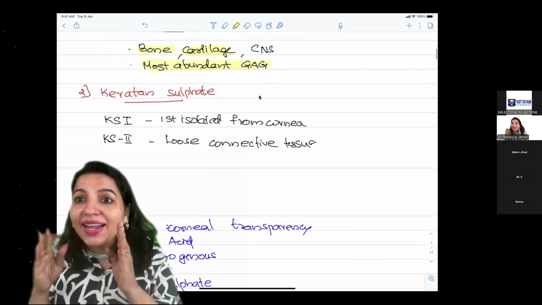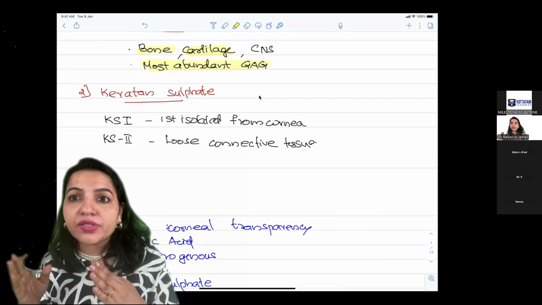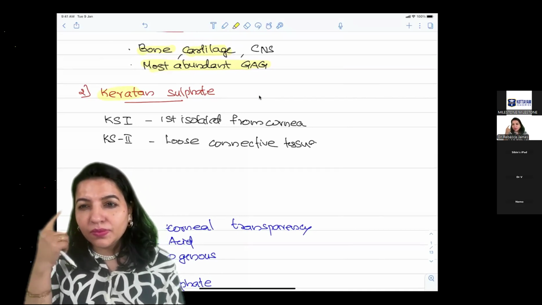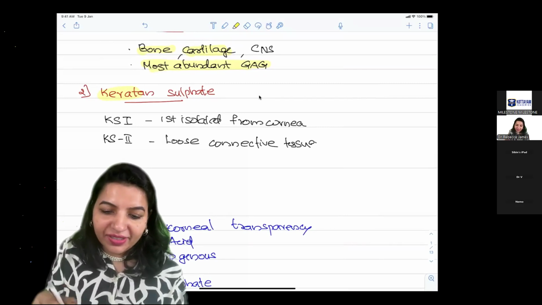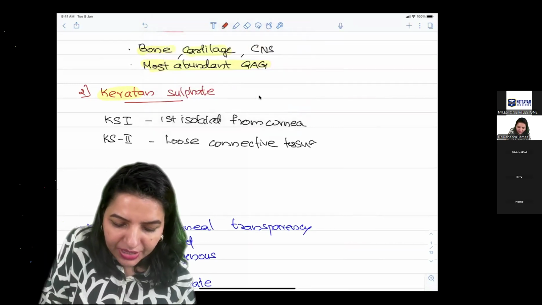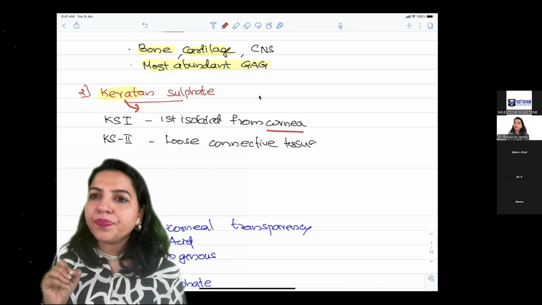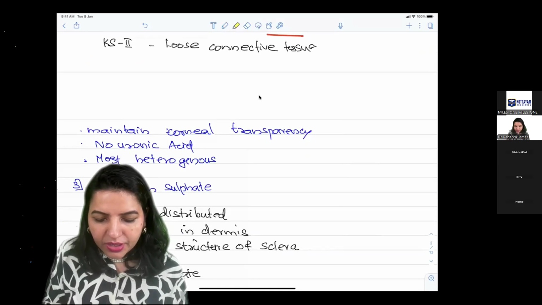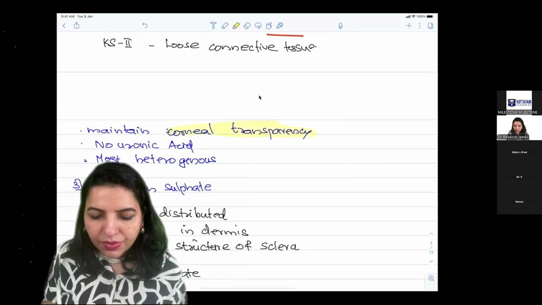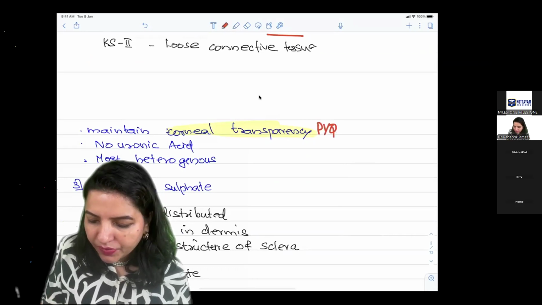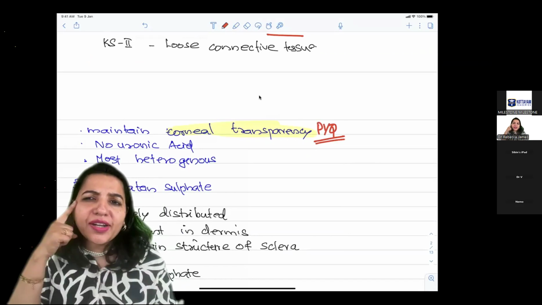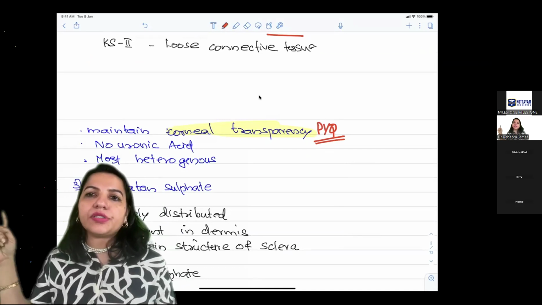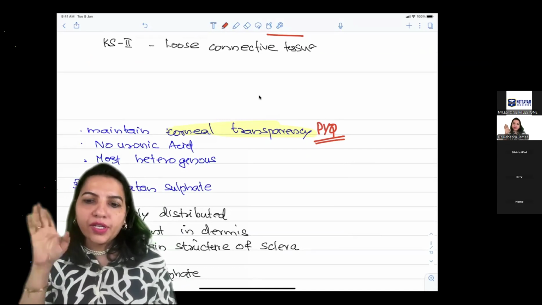Now keratan sulfate. Kerata tells you something. Kerata always stands for something related to the cornea, right? So keratan sulfate was first isolated from the cornea. Whatever I'm highlighting is what you have to learn. It is required for corneal transparency. This is a previous year question. So whenever we say cornea, kerata should be in your mind. Keratan sulfate is in the cornea and responsible for corneal transparency.